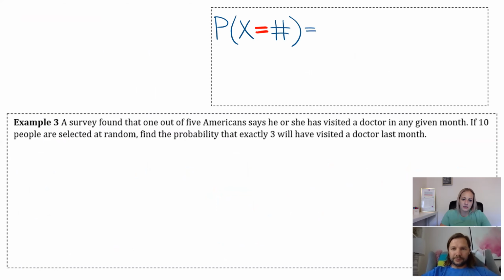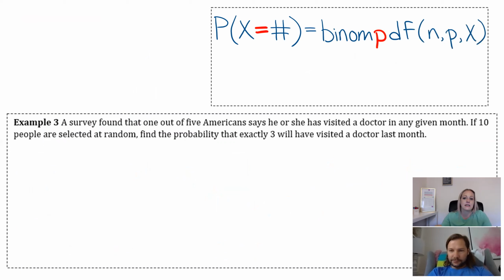The first one you can use whenever you're figuring out the probability that X is exactly equal to some number. Okay, when you have that, you're going to go to a place in your calculator where it says binomial PDF, so binomial probability distribution function. And then it's going to want 3 different inputs. So your calculator is going to want to know what N is, what P is, and what X is.